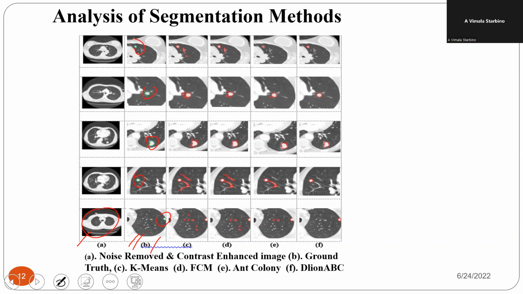When compared to the other methods like K-means algorithm, FCM and artificial bee colony, see here it is predicted in other areas also when compared to the original image. But the D-Lion algorithm has segmented correctly, as in the case of the ground truth images.